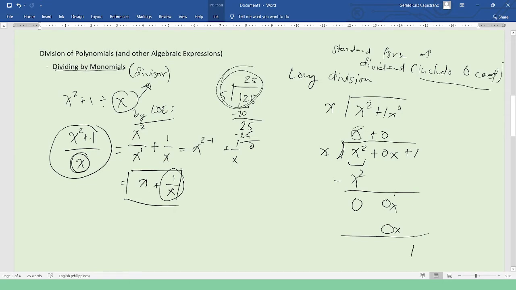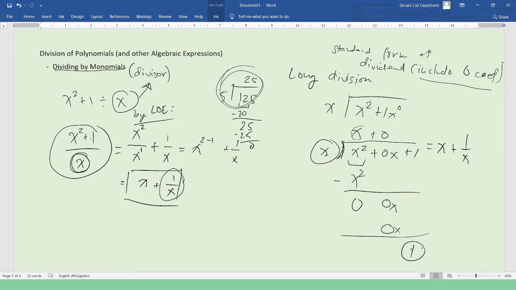Then, alam natin na wala rin dito sa 1. So, ibig sabihin, meron tayong remainder na 1. At kung maalala nyo kung paano natin sinusulat yan, this is just actually equal to x plus, kunin mo yung remainder, divide mo siya by your divisor which is x. So, kakaroon tayo dyan ng 1 over x. Okay? So, ganyan yung usual natin ginagawa.